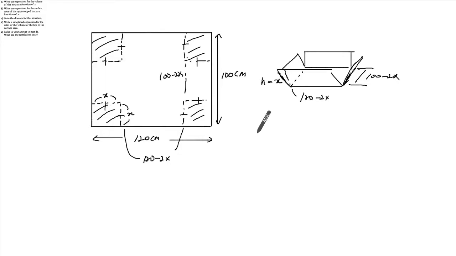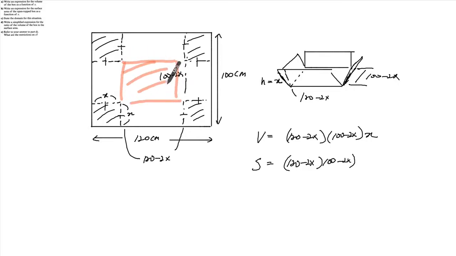So the volume then will be 120 minus 2x, times 100 minus 2x, times x. And the surface area for the open top box will involve 1, 2, 3, 4, 5 pieces. The bottom is 120 minus 2x times 100 minus 2x, so that's the area for this right here in the center. Then we have to get the area of these two sides: x times 100 minus 2x, but we have 2 of those. And this one will be x times 120 minus 2x, but we have 2 of those. So that's the surface area.